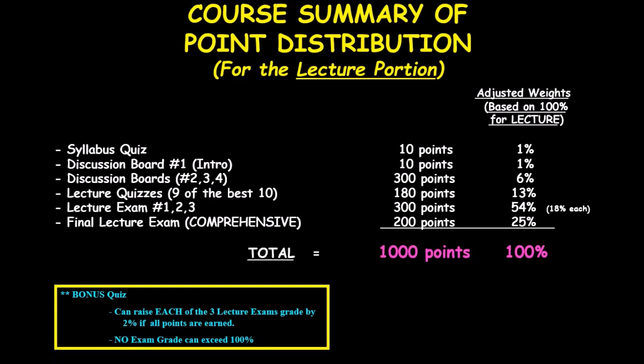So if you have, let's say, on your lecture exam number 2, you got 76% and you got 100% on your bonus. That 76 bumps up to a 78. However, if you have a 99 on lecture exam number 2 and you got 100% of your bonus, I can't give you 101%. It caps off at 100%. Okay, so that's what that is.